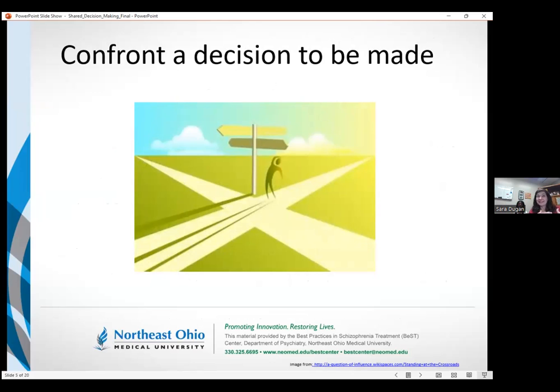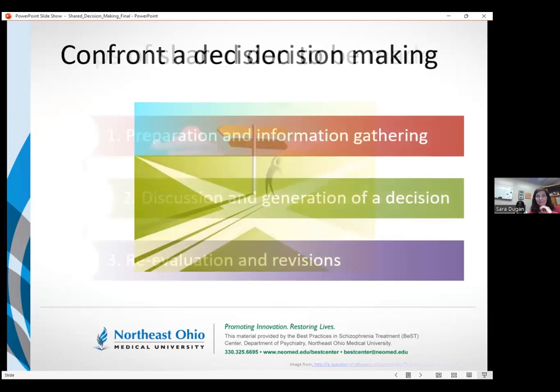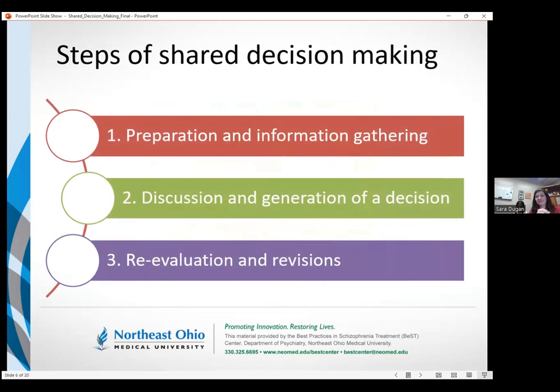So step one is confronting a decision that needs to be made. This could be related to starting a new medicine. Is it time to start a new medicine? Is it time to change the medication that we're on now, be it change a dose, change when we're administering that medication? Is it time to add something different, to swap to something different? So what exactly is the decision that is being made? Once we have that point where we recognize that there is a decision to be made, this is an intentional process.